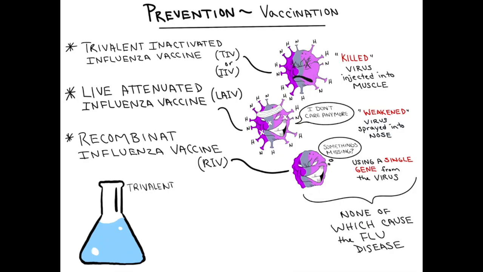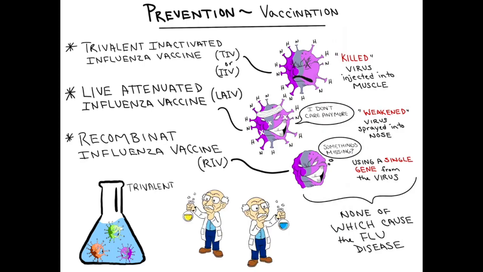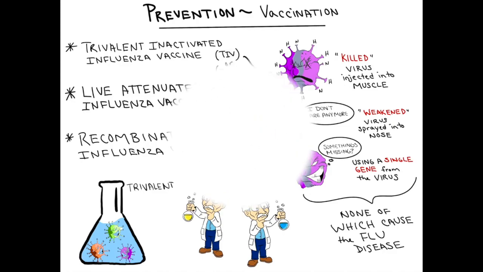The trivalent in the first one simply means that there is a combination of 3 potential viruses for the upcoming flu season. Scientists use data from around the world to make a best guess for which 3 viruses will go into the vaccine for that flu season.